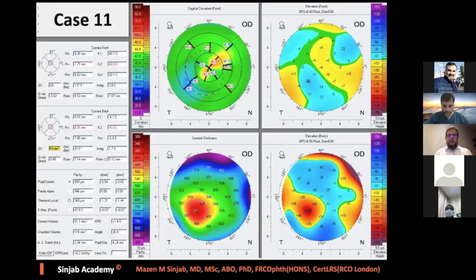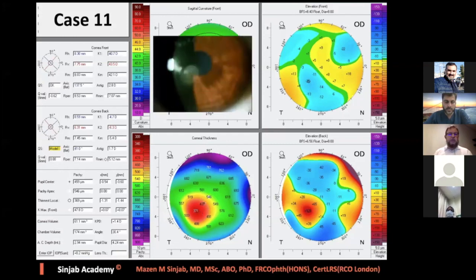This is the last case, case number 11, I think. Now, this case is a corneal scar. Look at the curvature map. You will find flattening at the mid-periphery and steepening in the middle. If you look at the posterior elevation map, you will find posterior bulging. If you look at the corneal thickness, you will find a very strange shape. But if you see the slit lamp view, you will find this scar corresponding to the flat area.